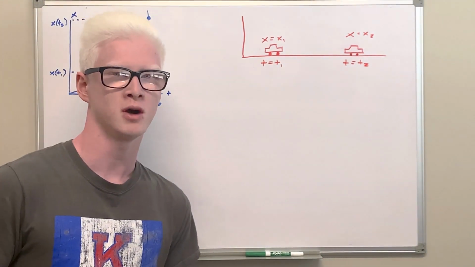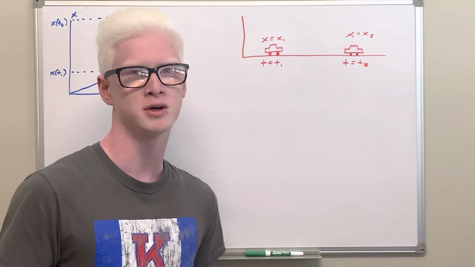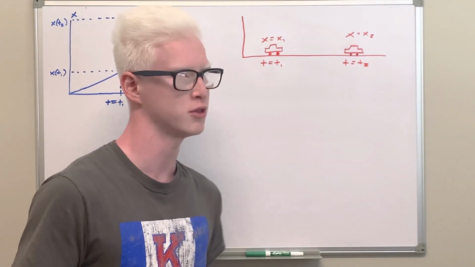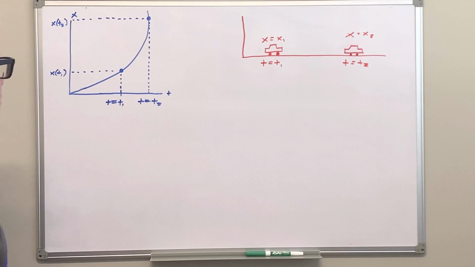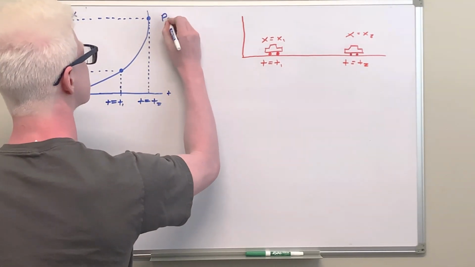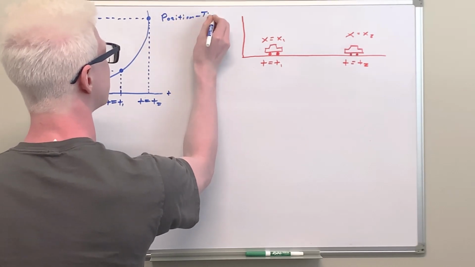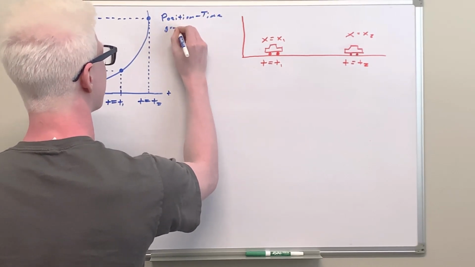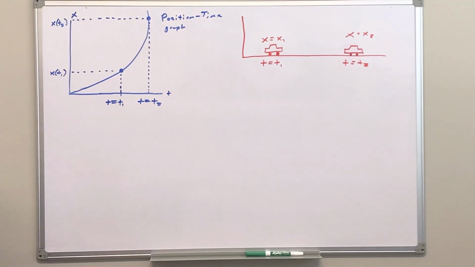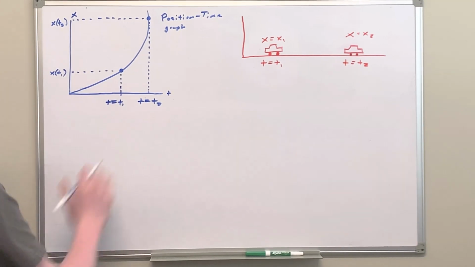So now I want to consider velocity. So the velocity is pretty much just how fast the car is moving with a given direction. So now I have graphed out here what is called a position time graph. So basically what this tells us is we're plotting position as time increases.